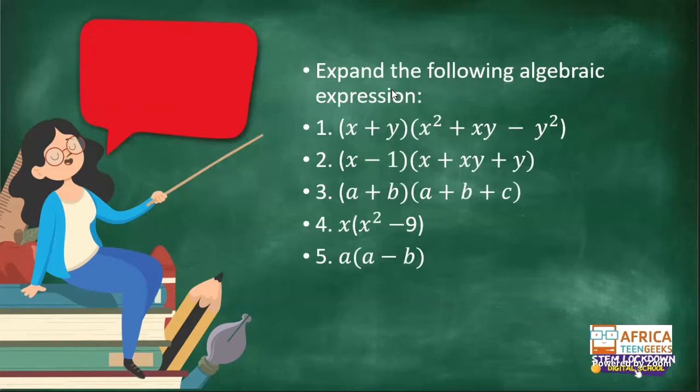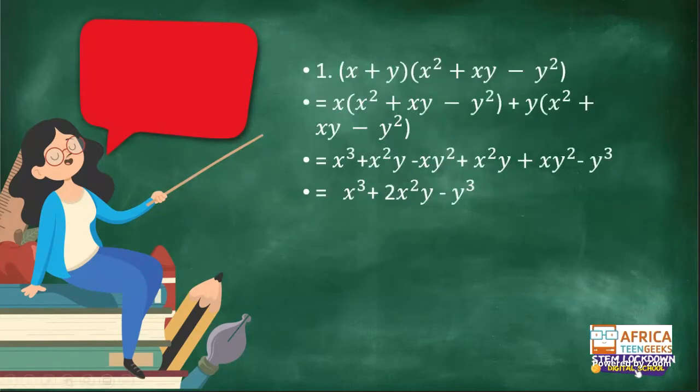And the first one, of course, is x plus y into x squared plus xy minus y squared. Now, I want you to break the bracket and then we proceed to expand. And I'm just going to do the first one for you without any waste of time. If you expand an expression, this simply means that you need to multiply out the second bracket by the first two terms in the first bracket.